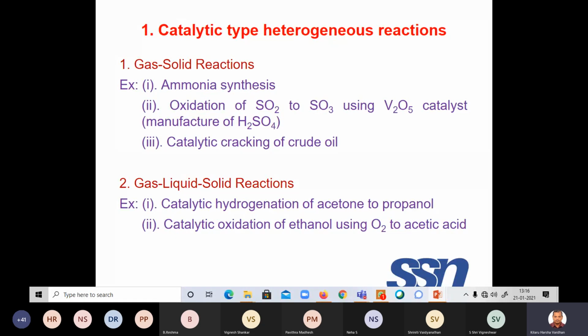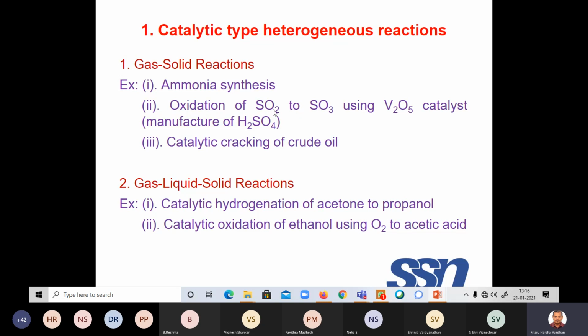SO3 is absorbed in water or H2SO4. If you absorb it in water, you get H2SO4. Generally, it is absorbed in H2SO4 to give you oleum, the concentrated form. The oleum will be diluted to give you H2SO4. That is the production. Especially this SO2 to SO3 is a reversible reaction.